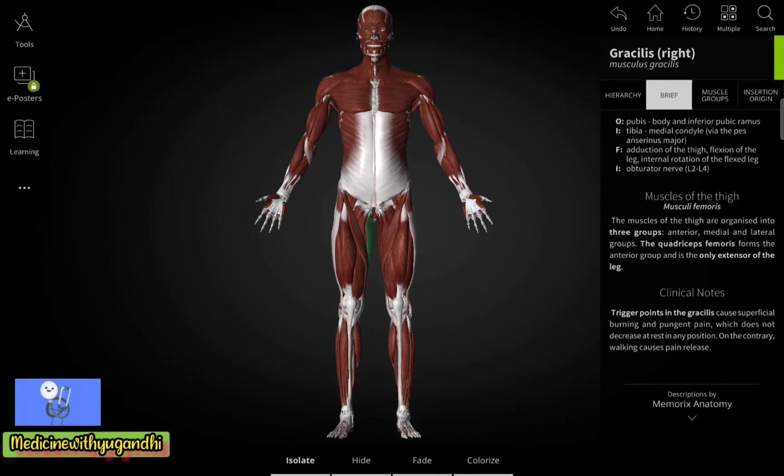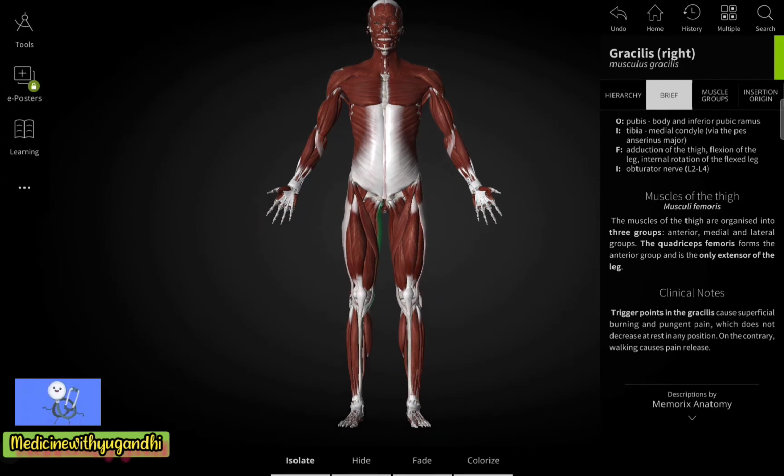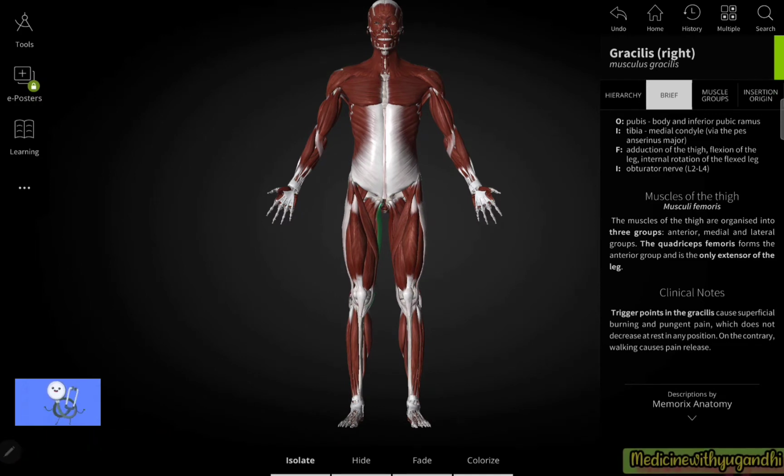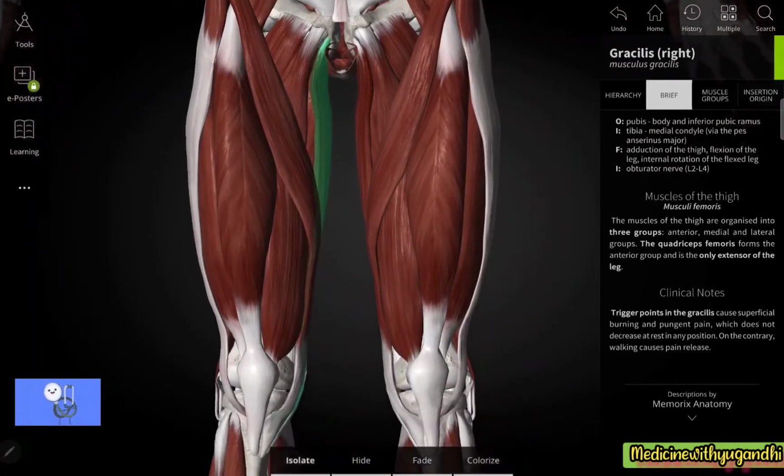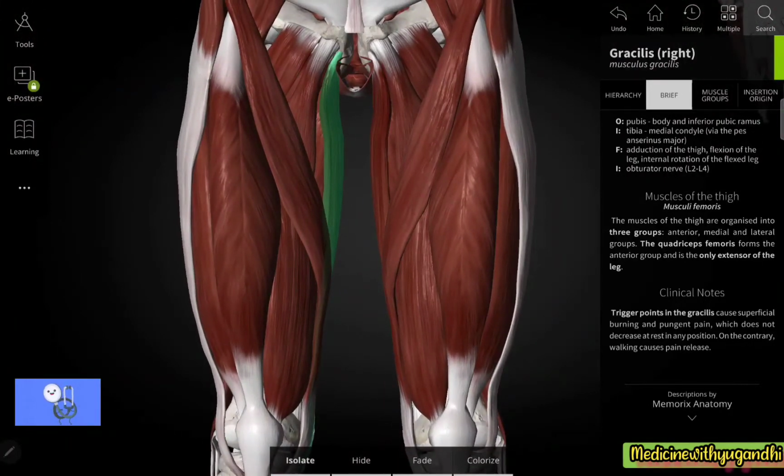In this video we will be seeing about the muscles of the medial compartment of the thigh. The link for the previous video is in the description box, you can check it out. So the first muscle we are going to see is the gracilis. Here you can see this is the gracilis.